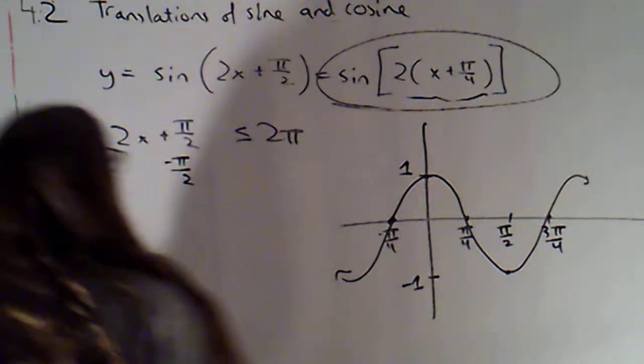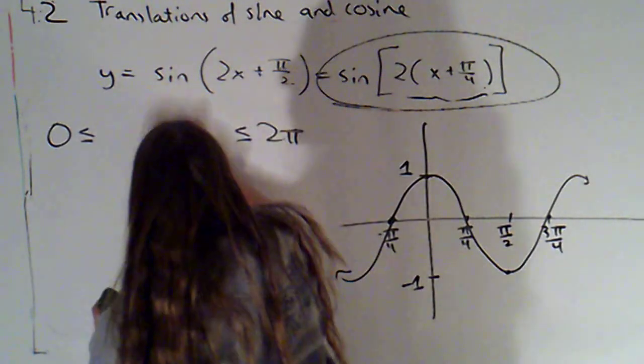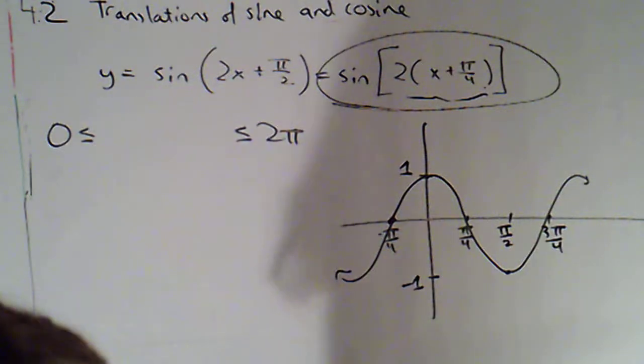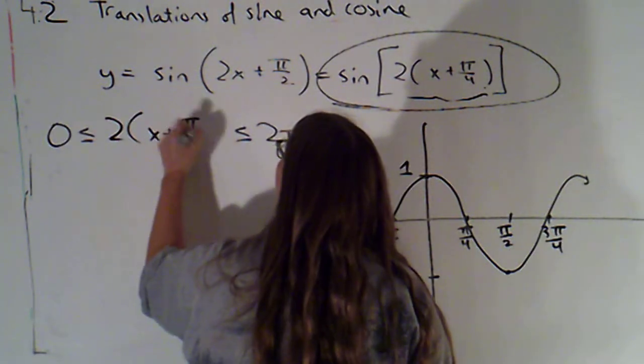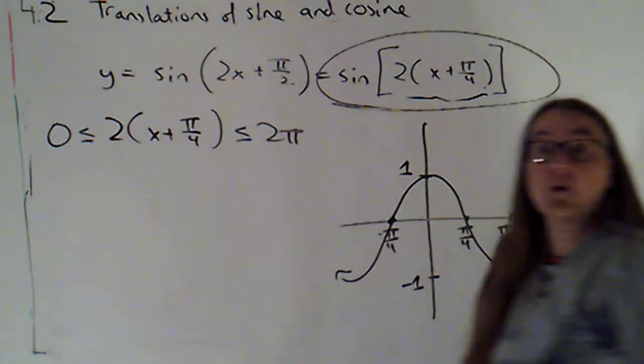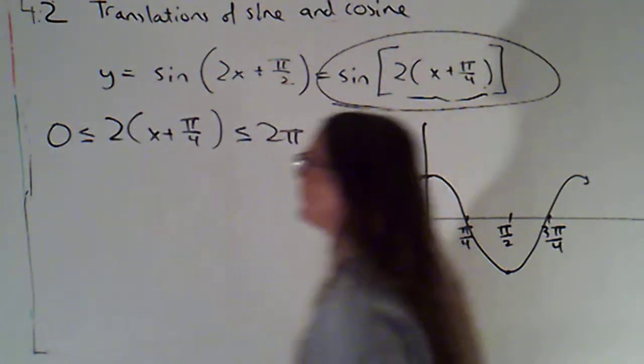I'm going to change this though. I said I liked going with this version, so it doesn't matter which one I do, but I should be consistent. I said I liked that version better, and I do, so I'm going to write it as 2 times x plus pi over 4. I will get the same results either way. I'll just have to do the arithmetic in a slightly different order.